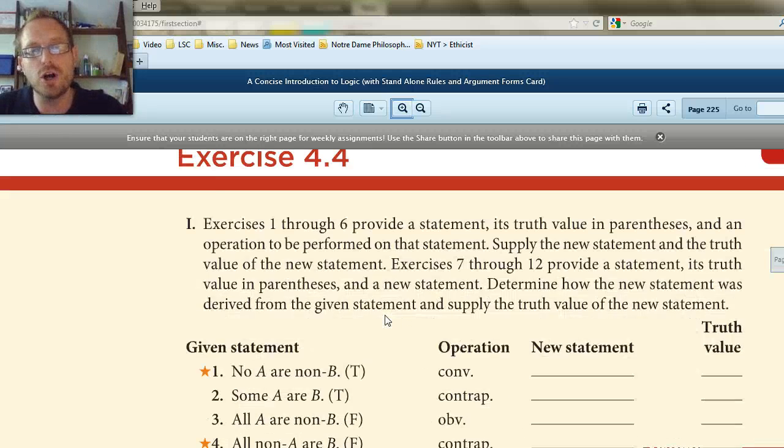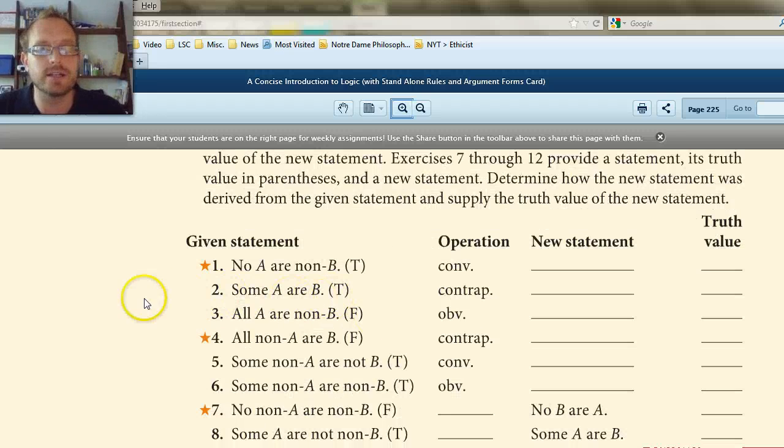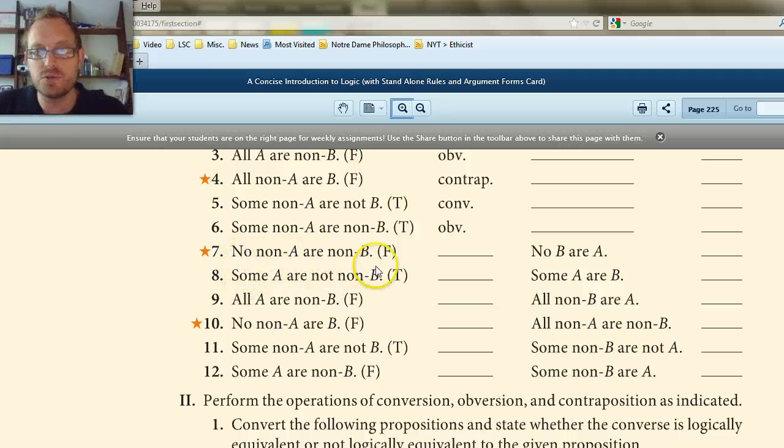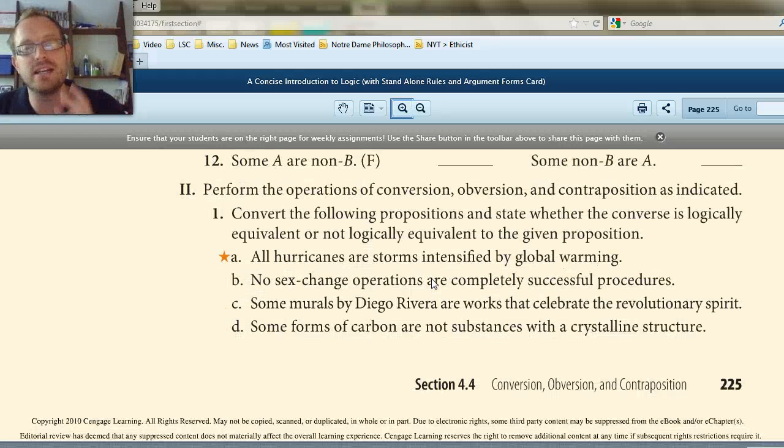Okay, and what your homework is going to ask you to do is give you statements and say, do a conversion. What does the new statement look like? What's its truth value? As you go through this, you'll even get some that say, here's one statement, here's another. What operation was done, and what's the new truth value? It's actually pretty fun to do, and it's not difficult. We're going to see later on that these three operations are very helpful when assessing arguments. But right now, all I want you to get is how this works.